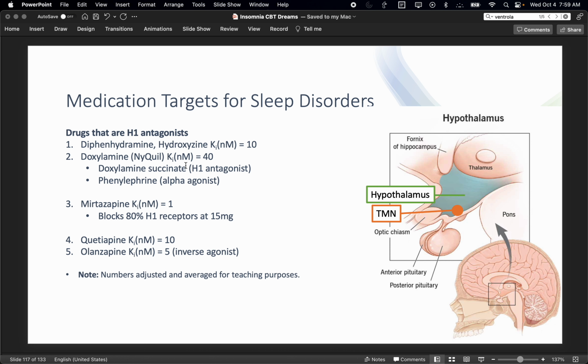But if you look at mirtazapine, it has about 80% blockade at 15 milligrams, which the typical dosing for sedation for mirtazapine is 7.5 and 15 milligrams. And it is actually quite a bit stronger at H1 antagonism than hydroxyzine is. Quetiapine is about equivalent to the diphenhydramine hydroxyzine angle, and olanzapine is a little bit stronger in between.